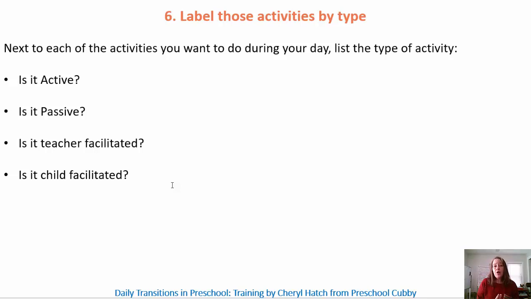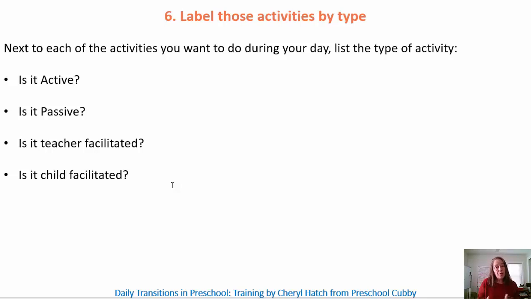So I would not want to go from circle time, where it's teacher facilitated and somewhat passive, and circle time can be pretty active, but it's somewhat passive, I wouldn't want to take children from there right to a teacher facilitated science activity. That's too much passivity, and they're going to get bored and have pent-up energy, and you're going to see some behavior problems.